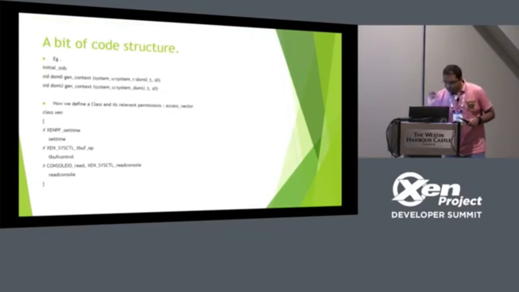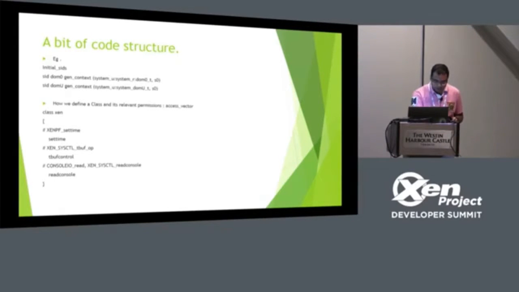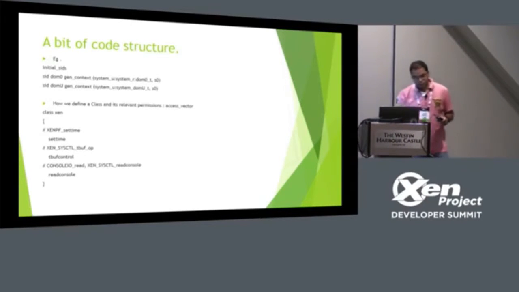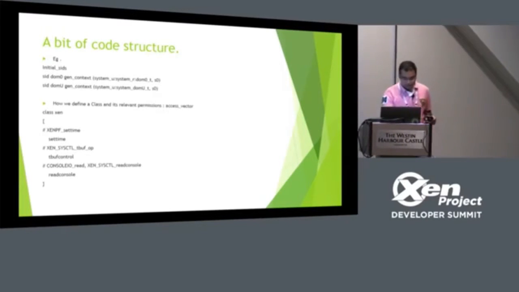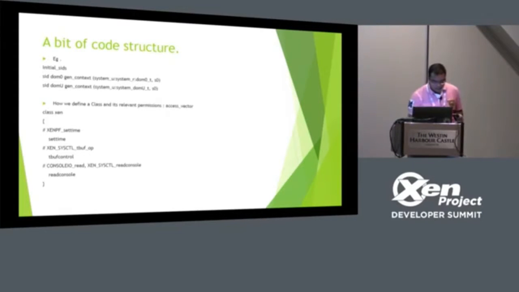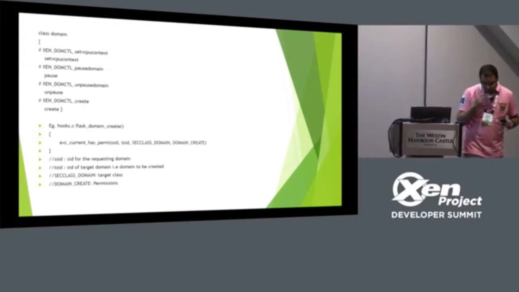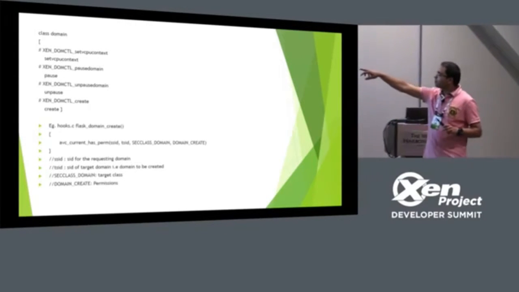A bit of code on how these are internally implemented. For some of the basic entities, we generate initial SIDs to start with. This is how the SID for DOM0 gets its context, DOM-U gets its context, then the class Xen, which I explained earlier. Now this is important: hooks, Flask, domain create.